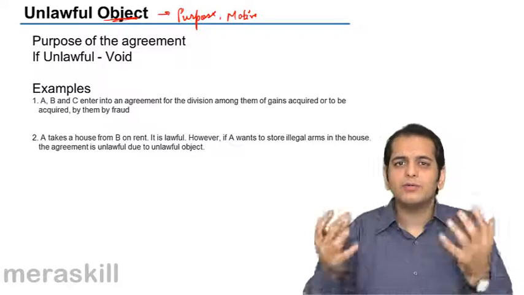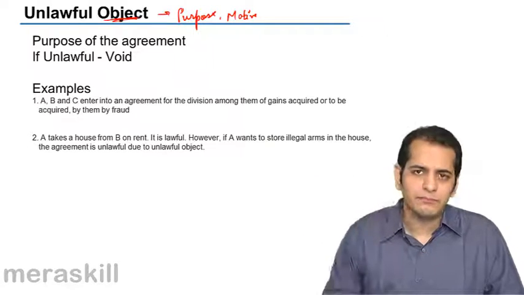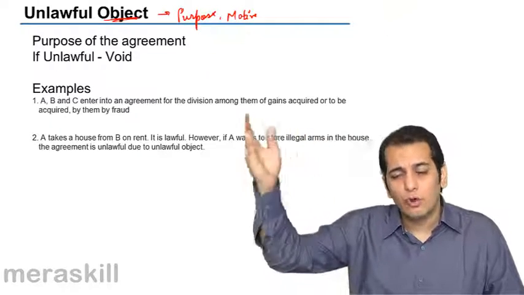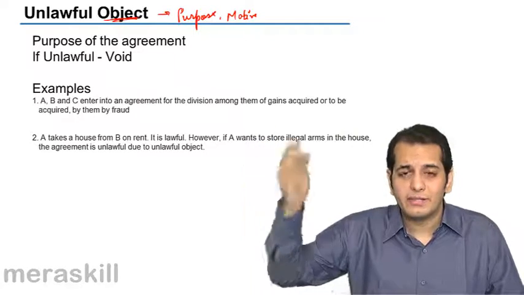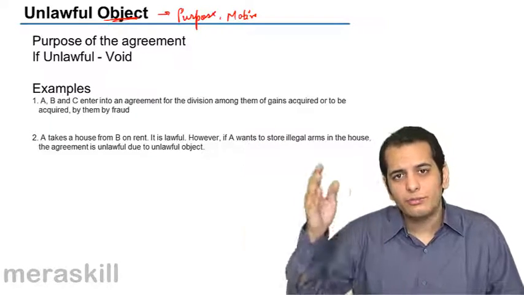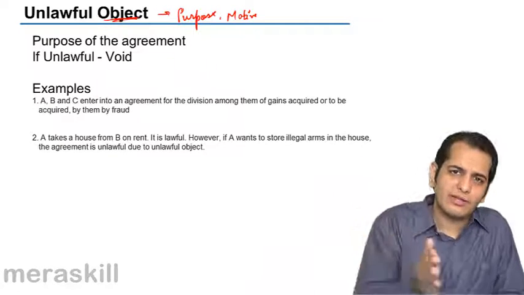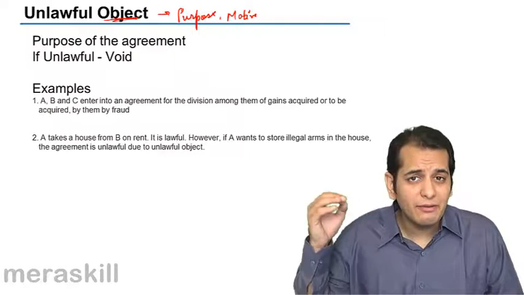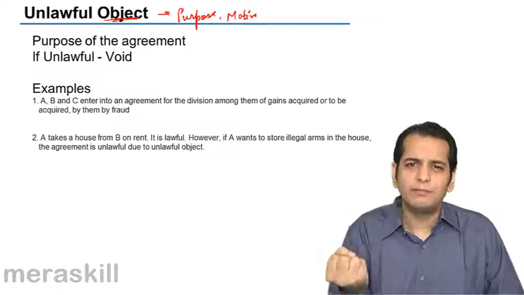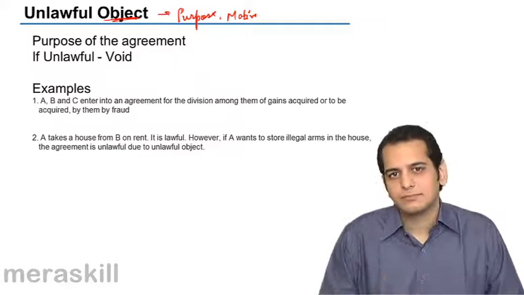And if you enter into contracts about these things, if you enter into a contract about murdering someone, to rob someone, to set fire to someone's house, to rape someone, all such contracts will be unlawful. And why would they be unlawful? Because the object, the purpose of the contract, is illegal.